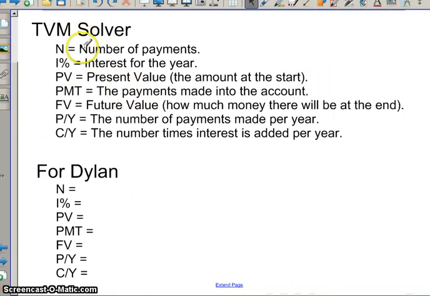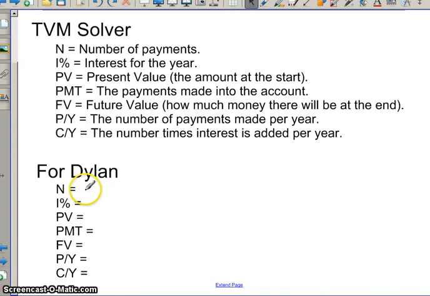Okay, so N is the number of payments total per year. I is the interest for the year. PV is called present value, or that's the amount that they're starting with in their account. PMT is the payment amount that's made into the account. And FV is future value, how much money will there be at the end. PY is the number of payments made per year. And CY is the number of times that interest is added per year. And that's usually found when you hear the words compounded.